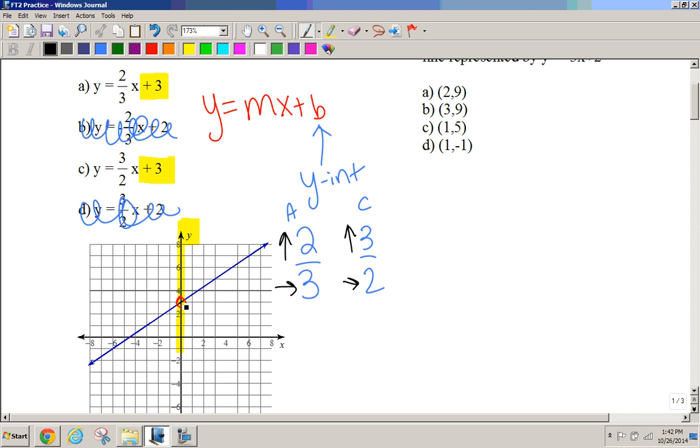If I start at this starting value of 3, and I go up 2, 1, 2, and right 3, 1, 2, 3, that gives me a point on the line. Okay, so this is a point on the line. So this one works out. If I went up 3 and right 2, 1, 2, 3, 1, 2, that point is not on the line. So that slope won't work. So for here, choice A is the correct answer. Okay? Any questions, pause the video and ask your teacher at this time.